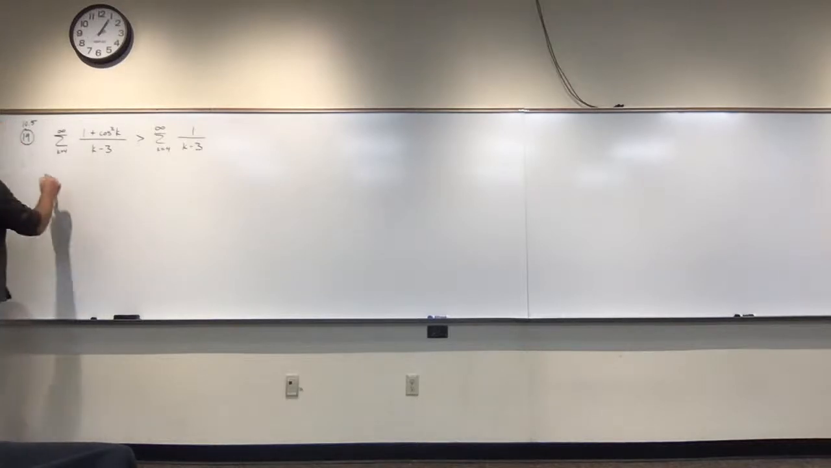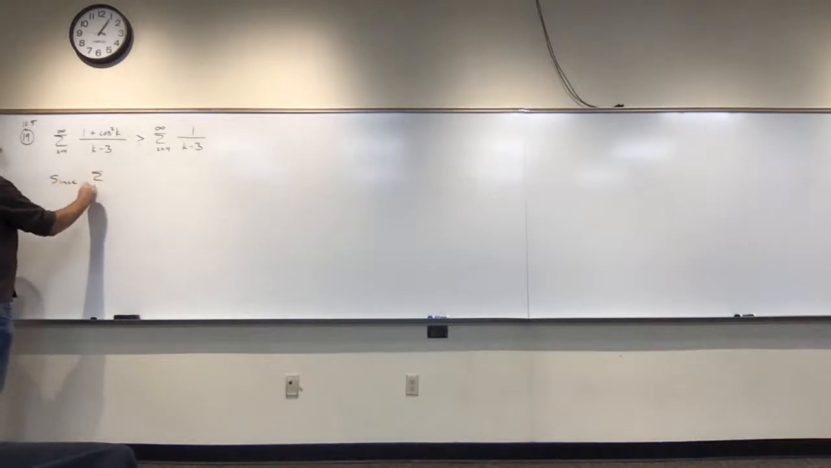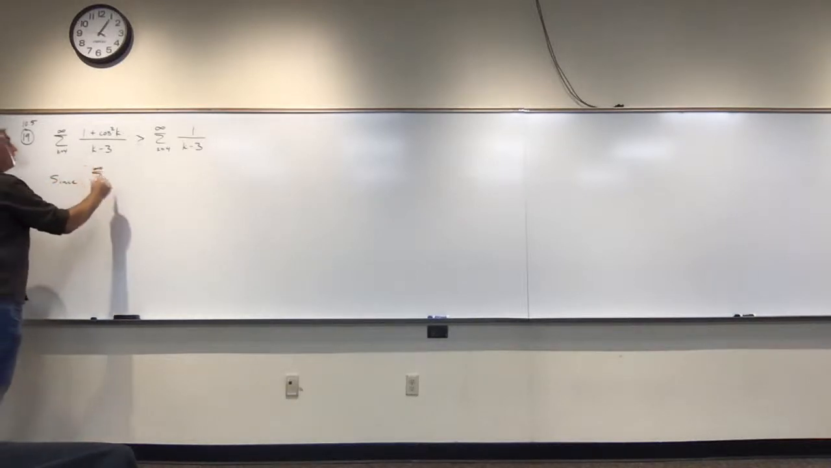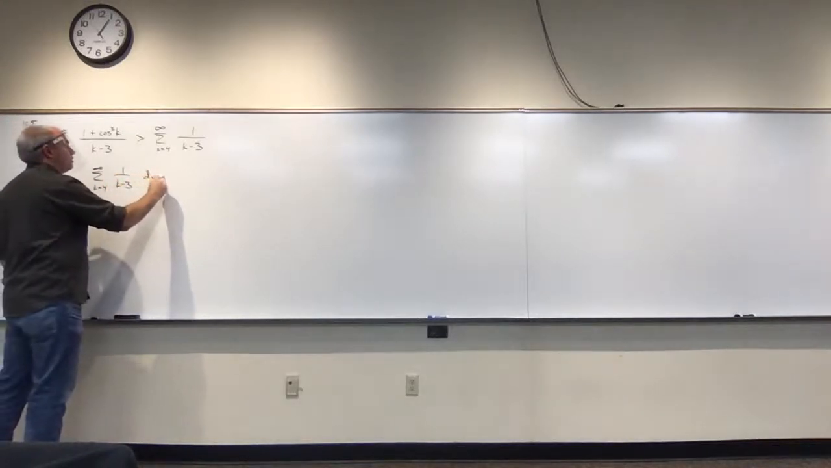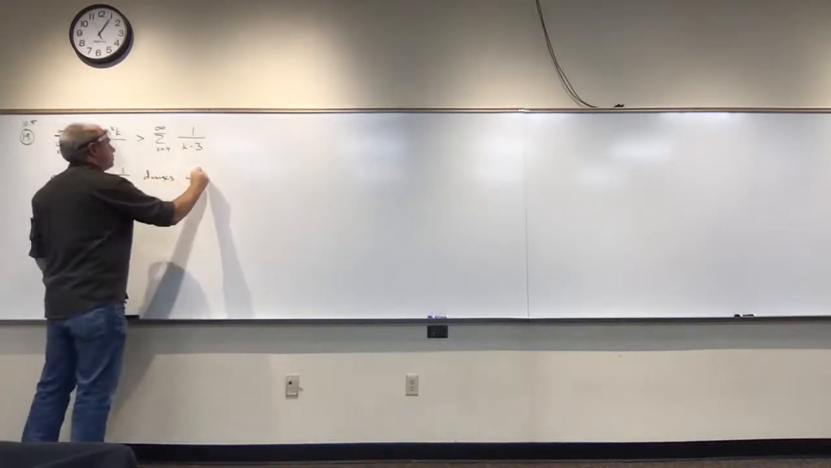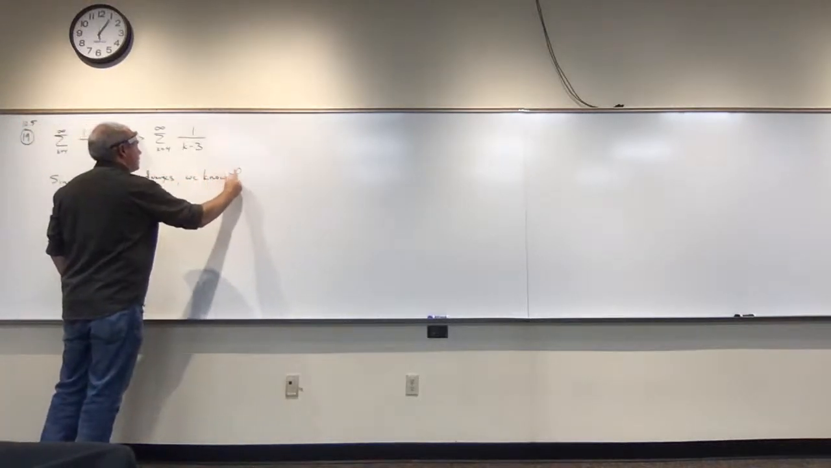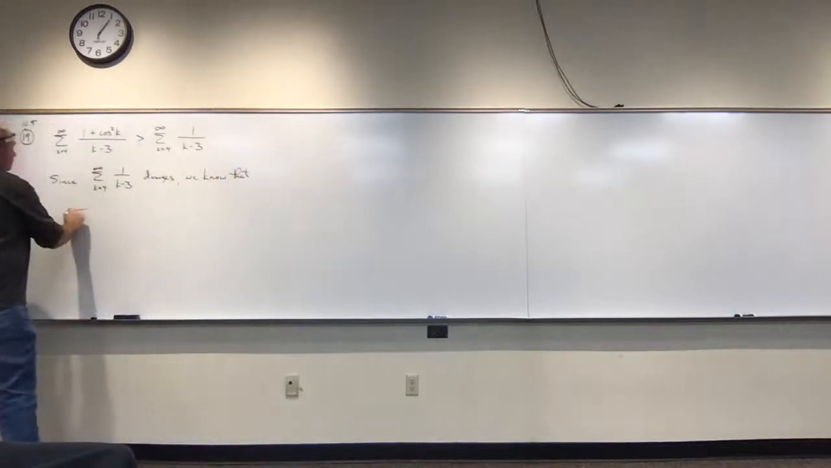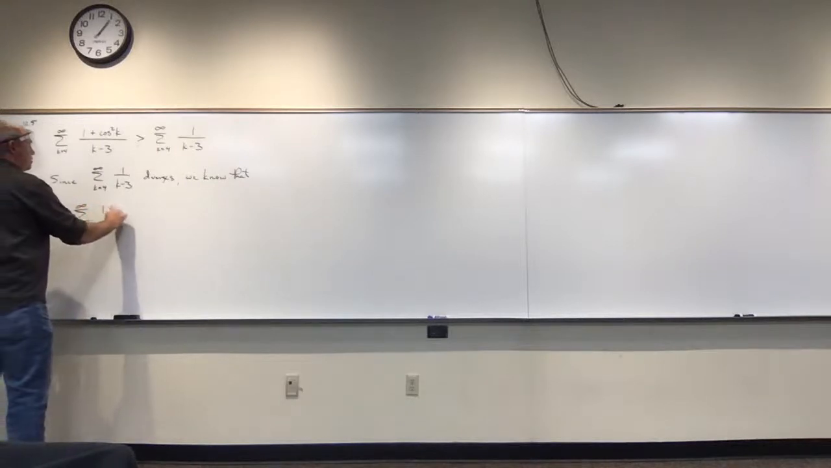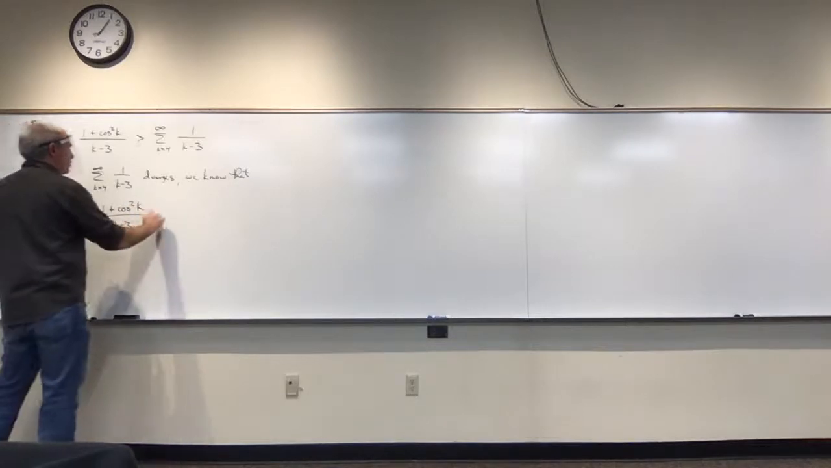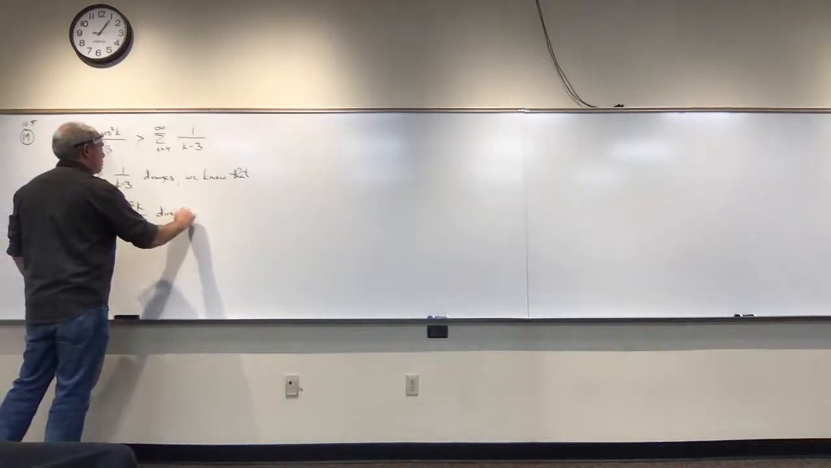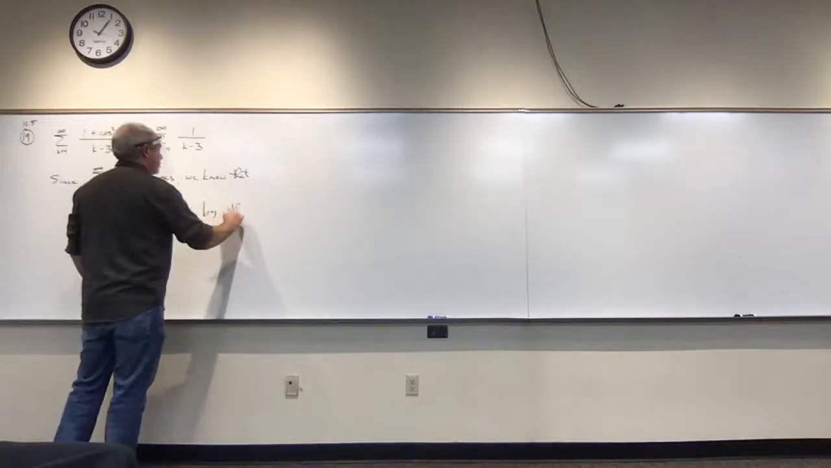Okay, so since the sum k going from 4 to infinity of 1 over k minus 3 diverges, we know that the sum k going from 4 to infinity of 1 plus cosine squared of k over k minus 3 also diverges by the comparison test.